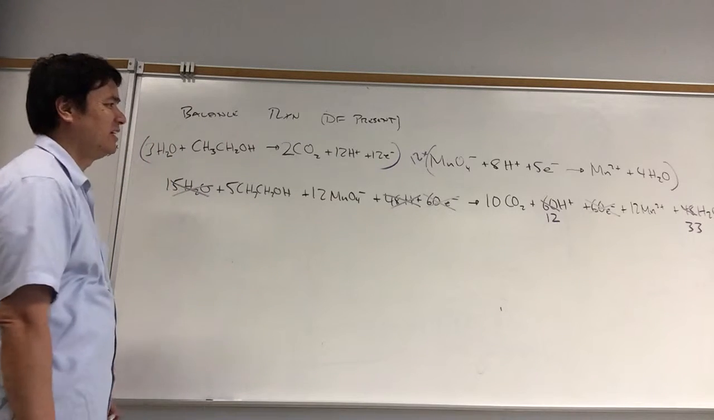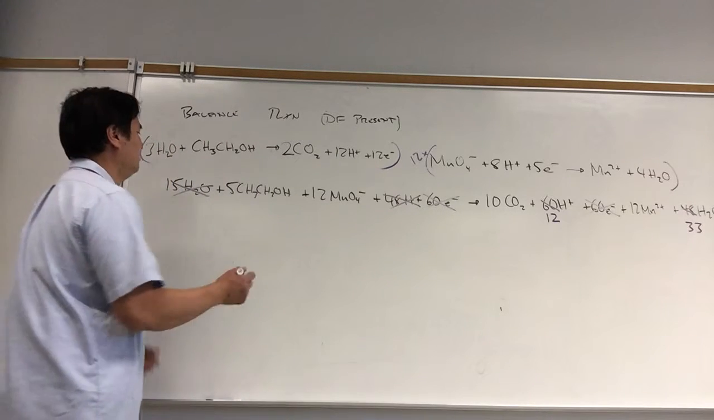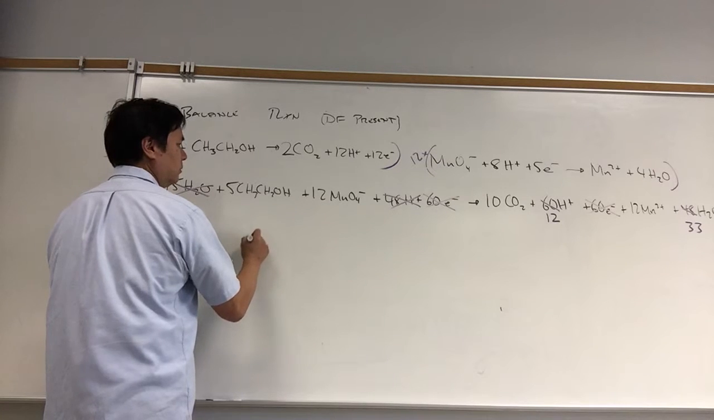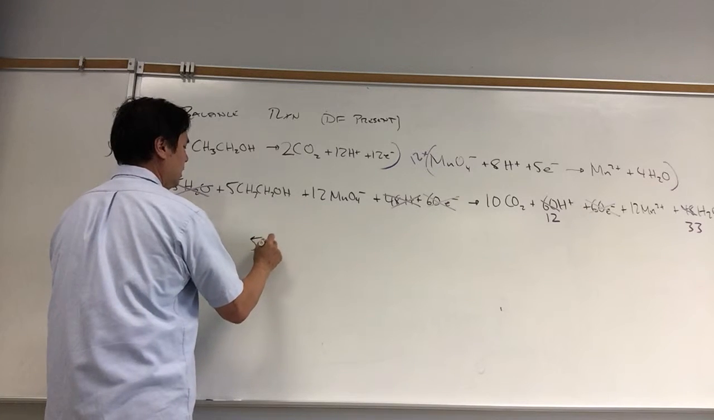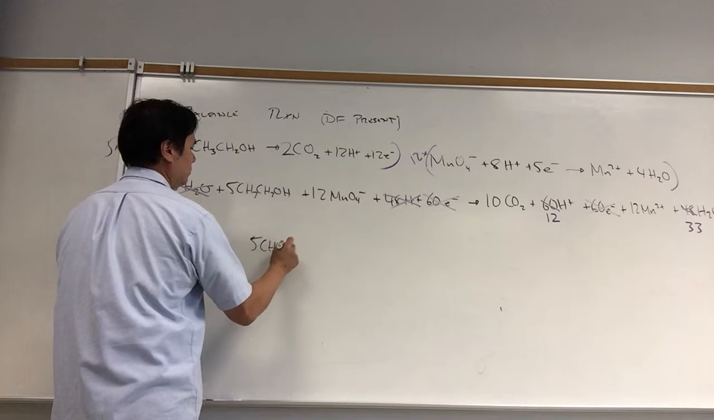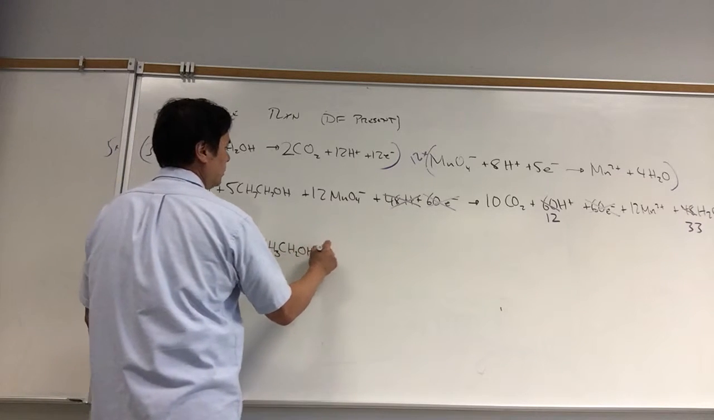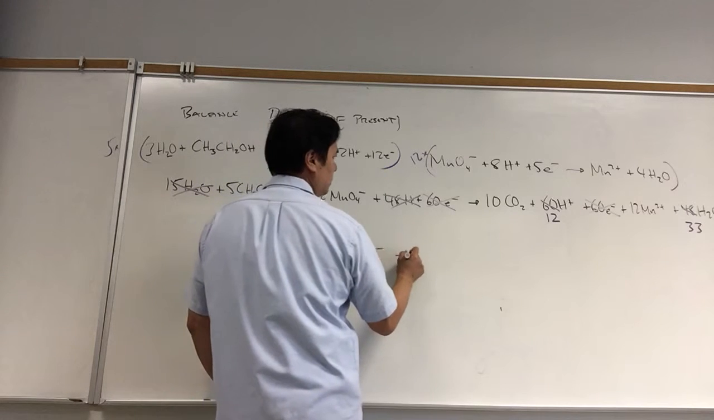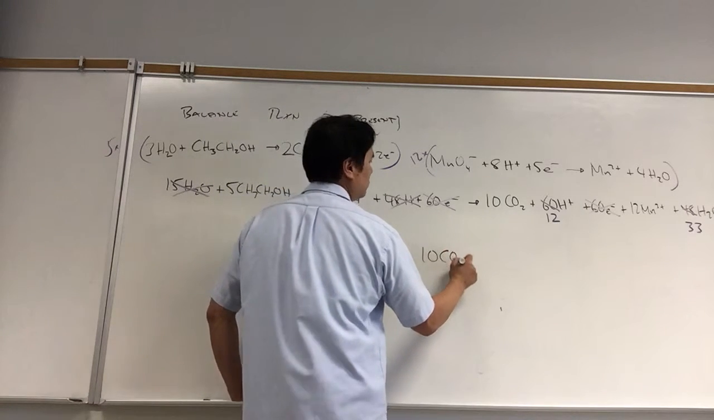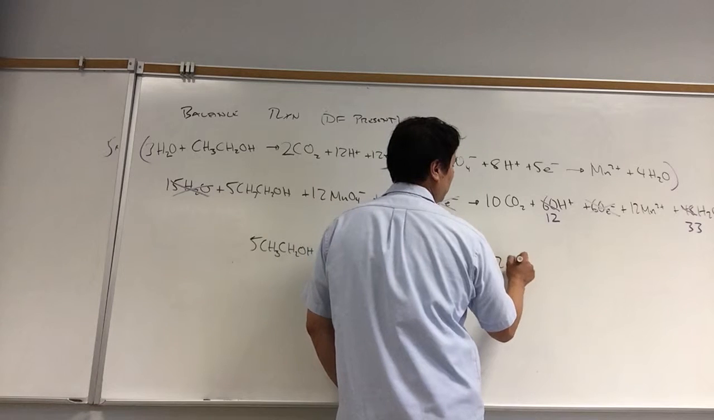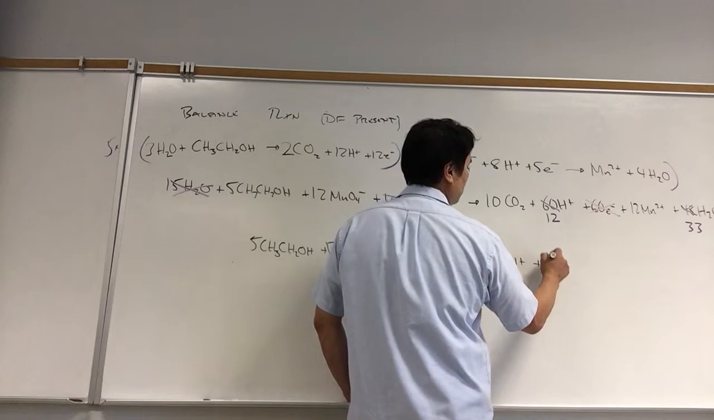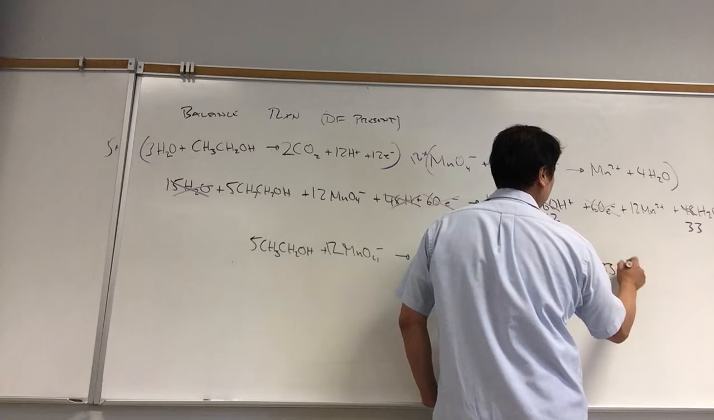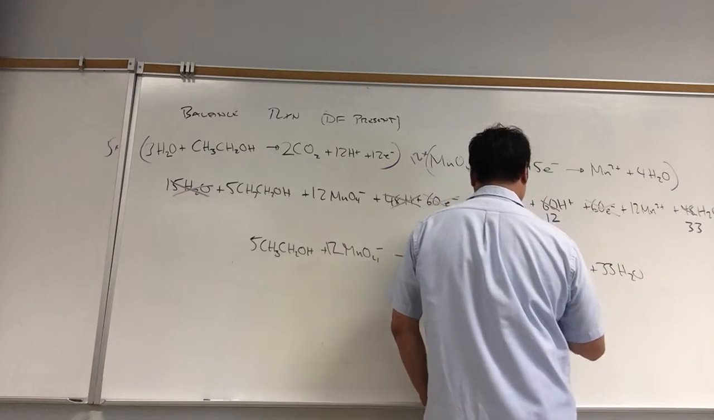All right, so let's go ahead and write this out. This would be 5 ethanol plus 12 permanganates yields 10 CO2 plus 12 H plus 12 manganese 2 plus 33 H2O.